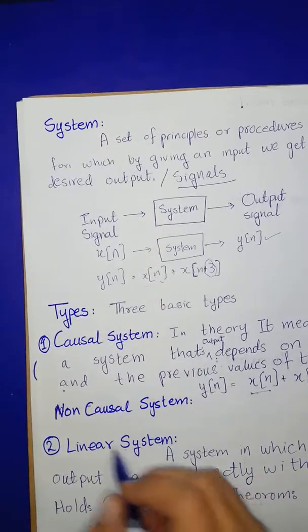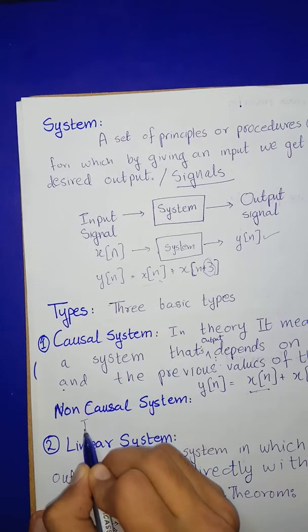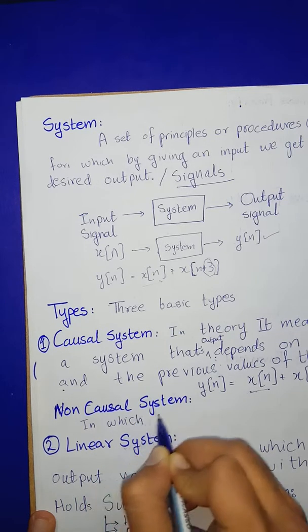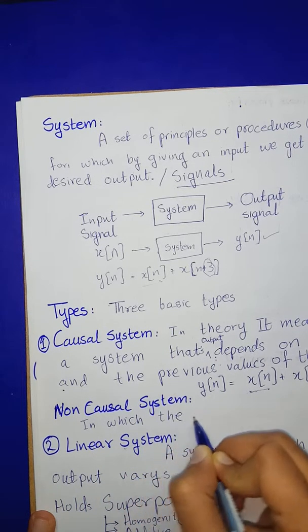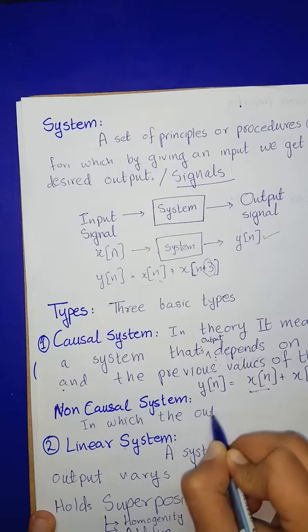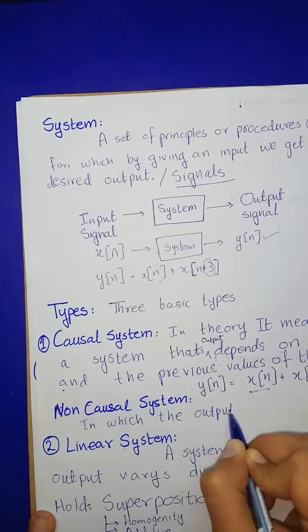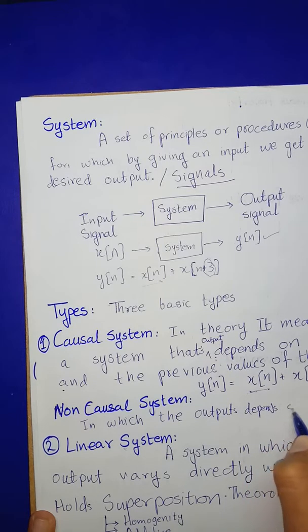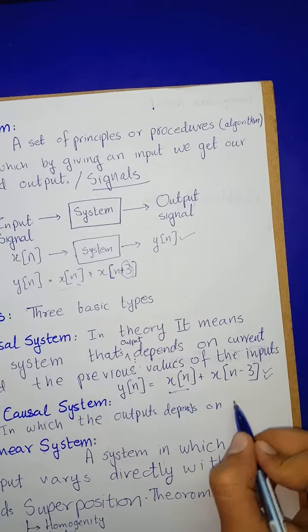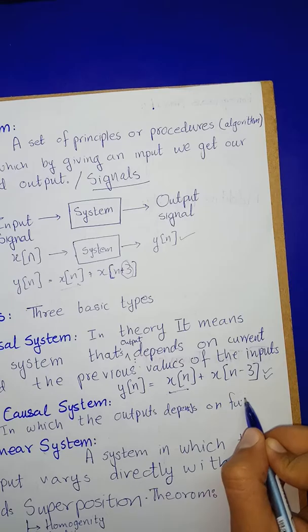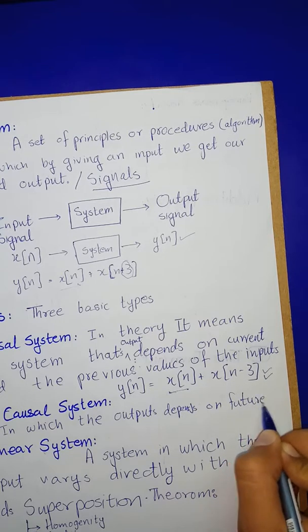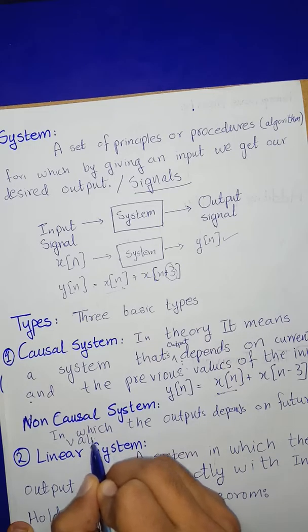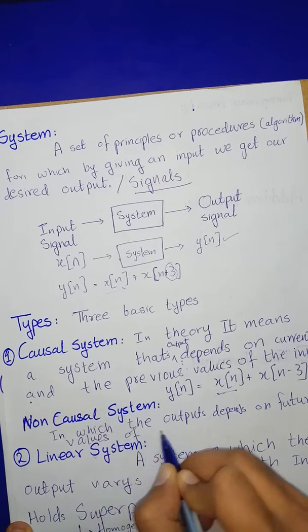A non-causal system is one in which the output depends upon future values of the input.